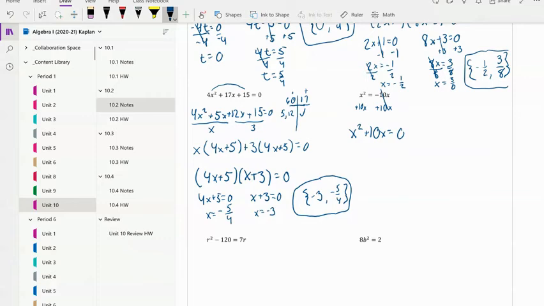Always look for a GCF first. Oh, look, they both share an x, so we're going to take an x out. And that's going to leave us with x squared divided by x is x, and 10x divided by x is plus 10 equals 0. Well, here we have either x equals 0, right? That's from our GCF. Or x plus 10 equals 0. Well, this one's solved, and this one would give us x equals negative 10. Okay, so negative 10 and 0 are our solutions.